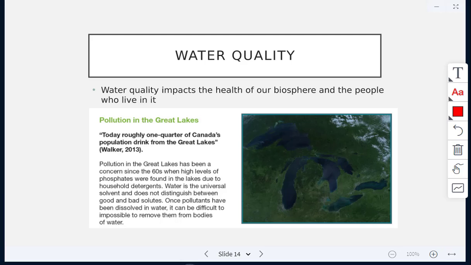Today, roughly 1/4 of Canada's population drink from the Great Lakes. And the pollution in the Great Lakes has been a concern since the 60s, when high levels of phosphates were found in the lakes because of household detergents. And because water is a universal solvent, it doesn't distinguish between bad and good solutes. So once pollutants have been dissolved in water, it's difficult to impossible to remove them from bodies of water.